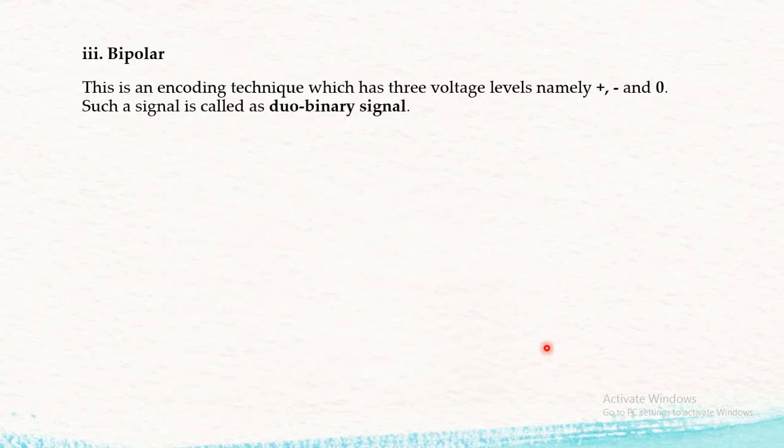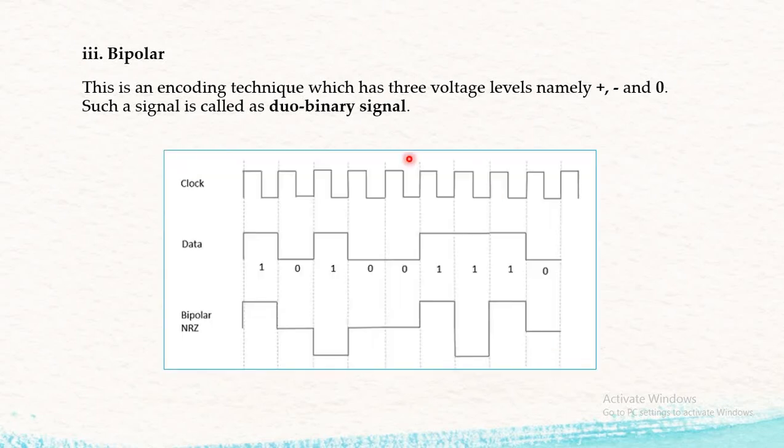The third one is bipolar. This is an encoding technique which has a 3-level voltage, namely positive, negative and 0. Such a signal is also called a duo-binary signal. So the signal has 3 levels, represented by positive as well as negative. Here I have taken an example of bipolar NRZ. What does bipolar NRZ mean? The first 1 is represented by a positive level, 0 is represented by 0, and the next 1 is represented by a negative level. This type of code is called a bipolar code.